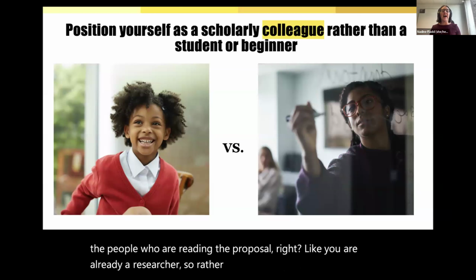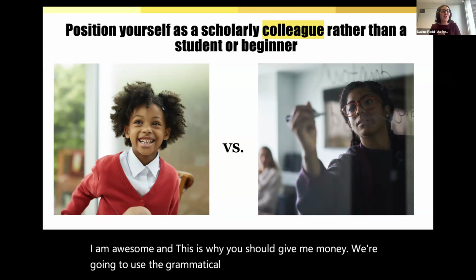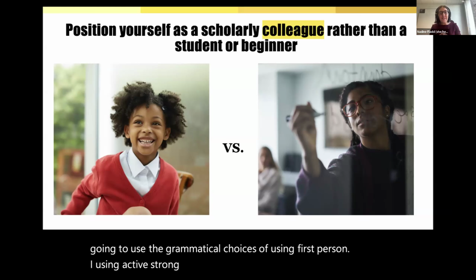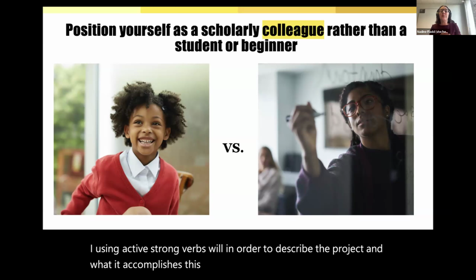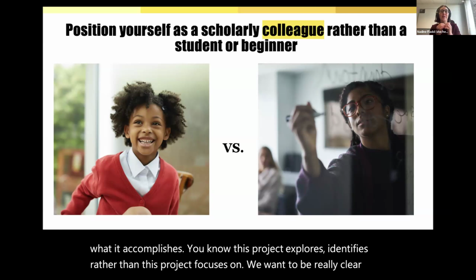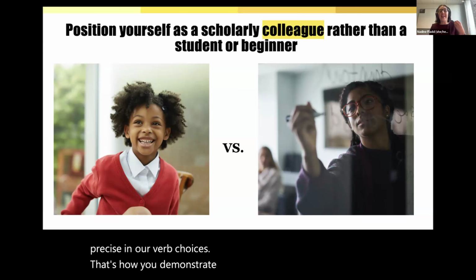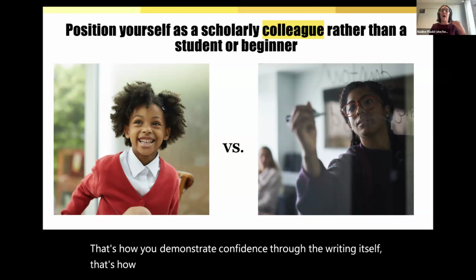So rather than saying, I am awesome and this is why you should give me money, we're going to use the grammatical choices of using first person, I, using active strong verbs, will, in order to describe the project and what it accomplishes. You know, this project explores, identifies, rather than this project focuses on. We want to be really clear and precise in our verb choices. That's how you demonstrate confidence through the writing itself. That's how you demonstrate that you are a researcher.